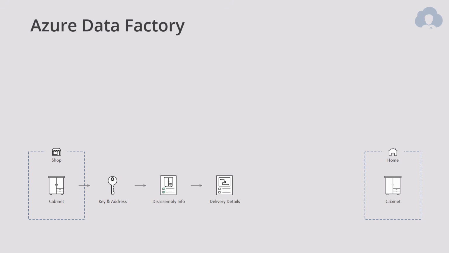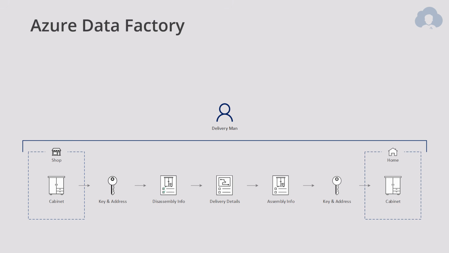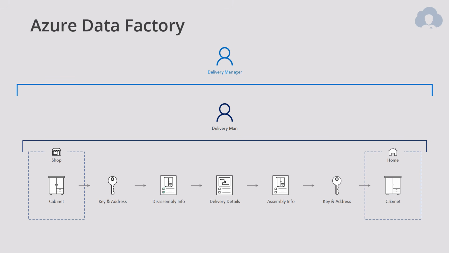We then, of course, need some delivery details. So we need to know what we are going to do once we get the package. After this, we're gonna need also assembly info. So once we actually deliver this, how we're gonna assemble it back to get the same state as we wanted. And lastly, of course, we will need a key and address of the home that we're gonna deliver this to. As you can imagine, this process needs to be overseen, and this is something that a delivery man would do. And because a normal company would have multiple delivery men, there's gonna be someone called a delivery manager that's gonna be overseeing all the delivery men out there.